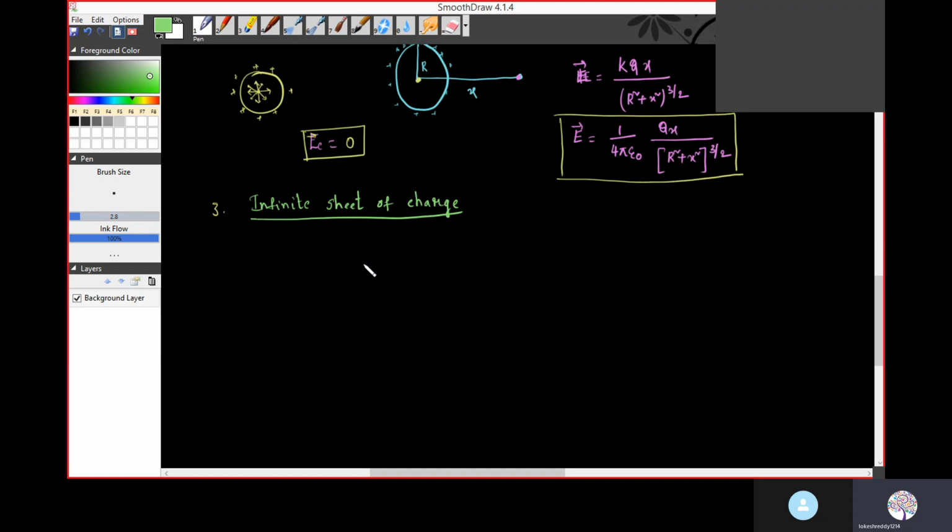So if you have an infinite sheet of charge, and you have positive charge over here, then the electric field E is equal to sigma by 2 epsilon naught. Electric field is equal to sigma by 2 epsilon naught. So you just note down these formulas. Later, after Gauss law, we will discuss the values.